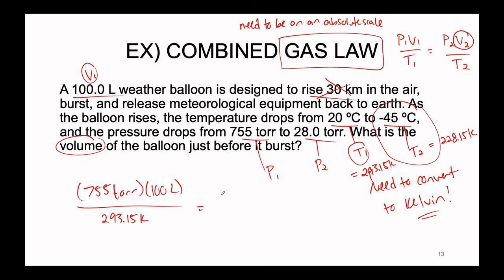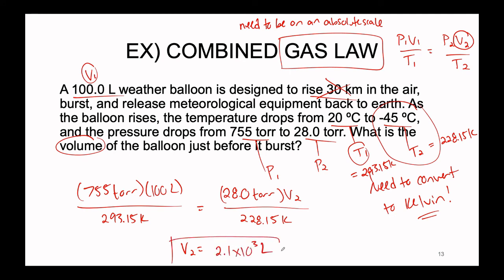All right, on the right-hand side, our pressure is going to be 28.0 torr. Our volume is the question mark, right? We want to know how big this balloon gets right before it pops. And the final temperature is 228.15 Kelvin. Again, absolute scale is going to be absolutely necessary here. Algebraically, it's pretty easy to rearrange this equation now that we have plugged all of our variables in a meaningful way. Our second volume is going to be 2.1 times 10 to the 3 liters.